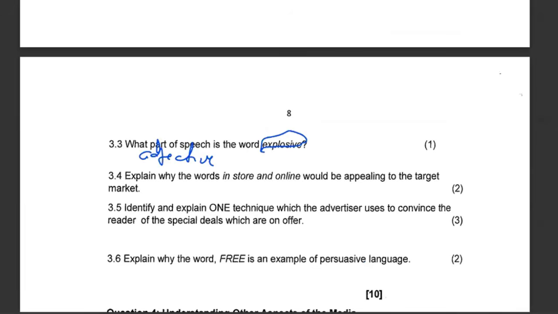Explain why the words in store and online will be appealing to the target market. All right. I believe in store and online, it means these are options. People can buy in store. People can buy online. So it means that it gives them options.